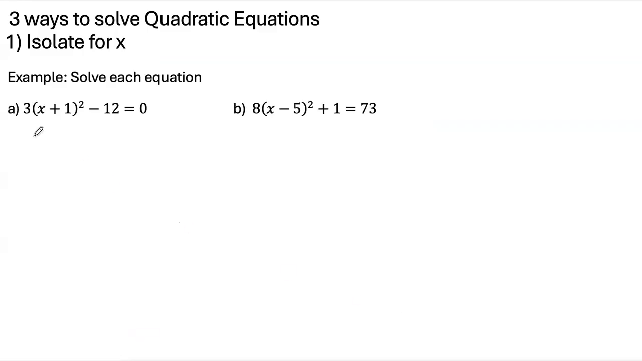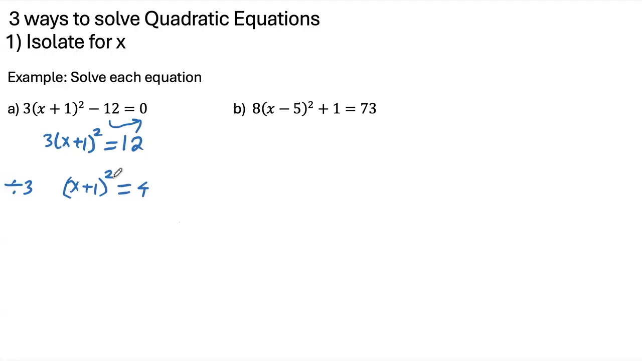This first equation, I can rearrange to isolate x. I'm going to first move the negative 12 over. It's going to become positive. So I have this term is equal to 12. Next, I'm going to divide both sides by 3, and that's going to make it x plus 1 squared is equal to 4.